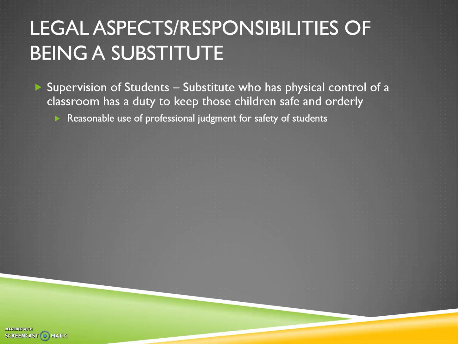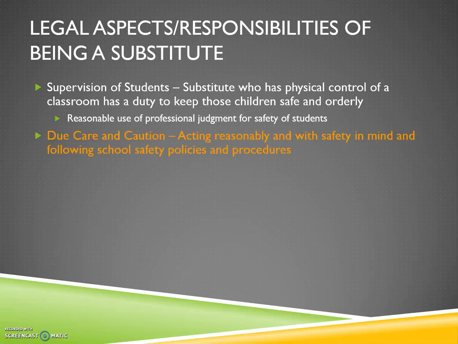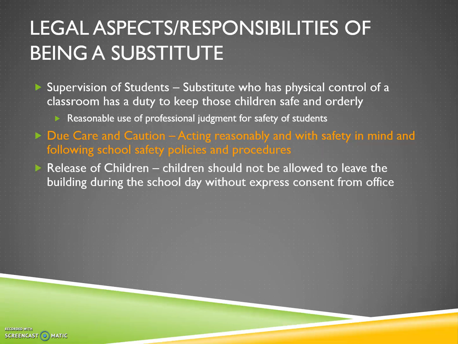If you see something that you feel is unsafe that the students are doing, or you see something that's unsafe in the classroom, please let the appropriate person know. If it's the principal, the secretary, if the students are engaging in an activity that's not appropriate for the classroom, have them stop it, just so that there's that reasonable care and safety. Due care and caution. We do need to act responsibly with safety in mind, and also follow school safety policies and procedures. So again, if something looks unsafe, let the principal of the school know, or let the secretary know, so they can get that taken care of.